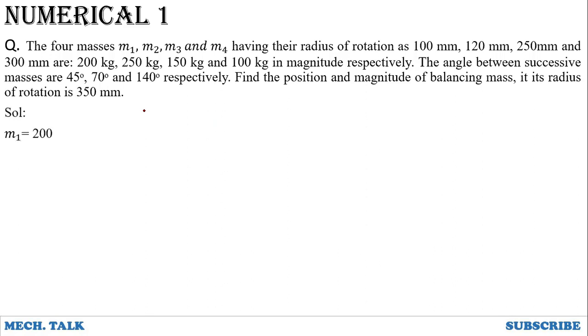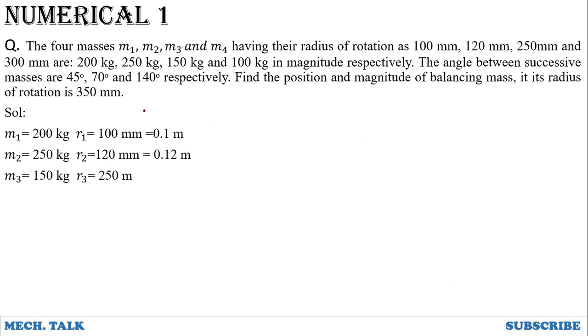So we have been given the values of all the masses. First mass is 200 kg at the radius of 0.1 meter. Similarly, mass 2 is 250 kg at 0.12 meter distance, mass 3 is 150 kg at the radius of 0.25 meter, and mass 4 is 100 kg at the radius of 0.3 meter.